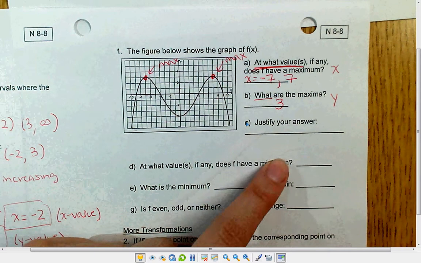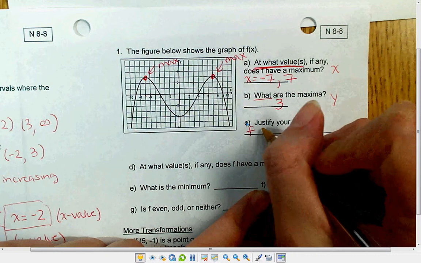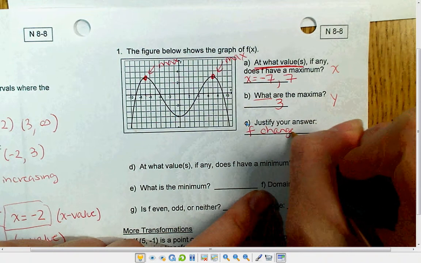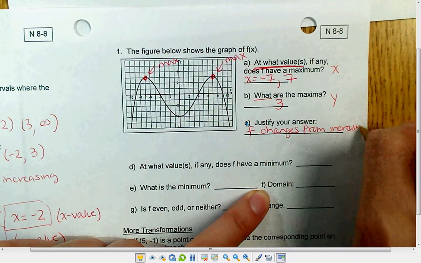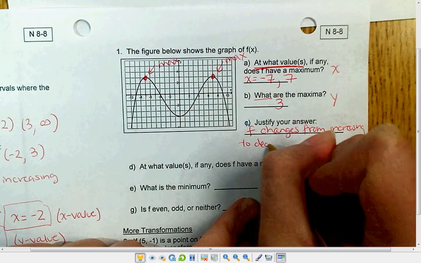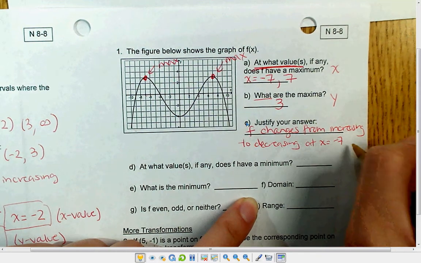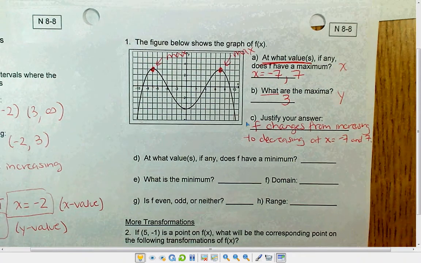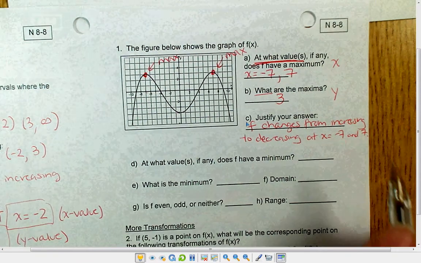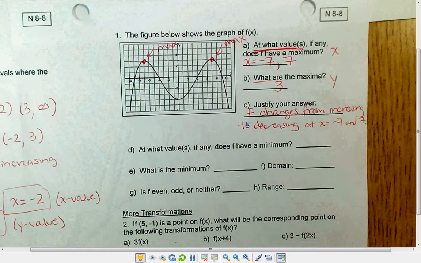So let's justify our answer. Why are these maximum? These are maxima because f changes from increasing to decreasing at x is equal to -7 and 7. Right, so that's our justification right there. A maximum, the definition is it changes from increasing to decreasing. So if that's what's happening, then those two must be maximum.